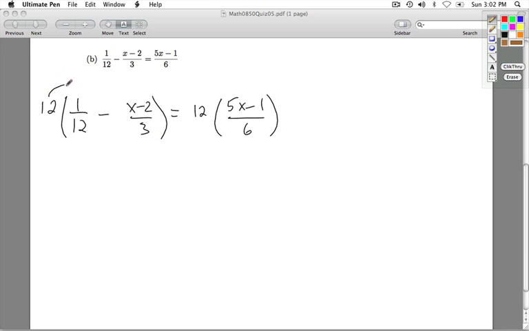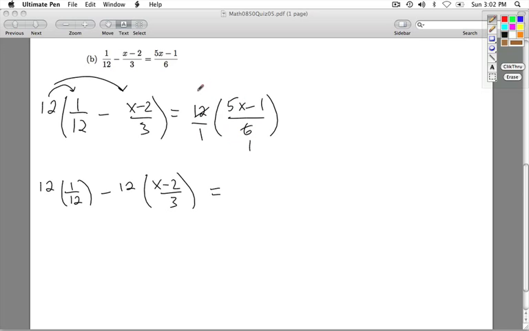On the left-hand side, I need to use my distributive property. So I have 12 times 1/12 minus 12 times x minus 2 over 3. On the right-hand side, I can go ahead and multiply. I have 12 over 1 times this. 6 can cancel out 1. 6 goes into 12 2 times. So I have 2 times the quantity 5x minus 1.